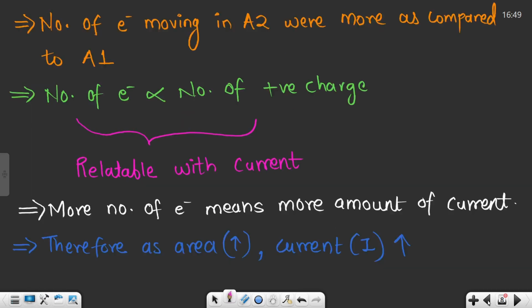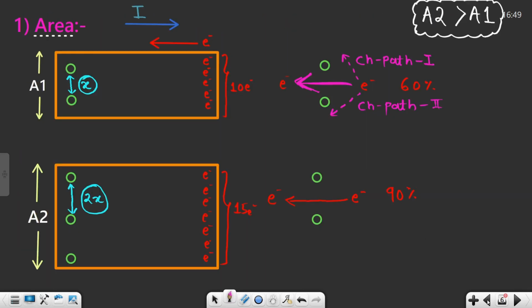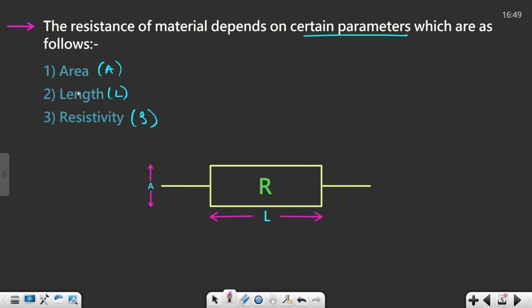Okay, so what I'll do, I'll just end this session, and in the next session we'll see the next parameter, that is length, and how exactly this particular parameter affects the overall resistance.